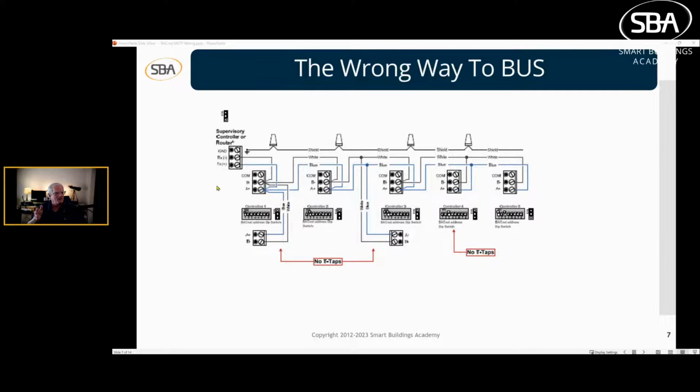The wrong way to bus is when you include T-taps, and I promise you I've seen this a million times. A lot of people who don't understand BACnet MSTP assume, hey, I'm putting a VAV box here in this zone. I'll just slap the controller in, run my BACnet MSTP wire. There's a controller over there. I'll just land it at its communication port. That's called a T-tap. That's a no-no. You'll lose communication. Stop it. Don't do it. If you're having communication problems, look for T-taps. You don't want T-taps. There's one right there. Here's another one. Here's another one. Don't do that. I can't emphasize this enough.